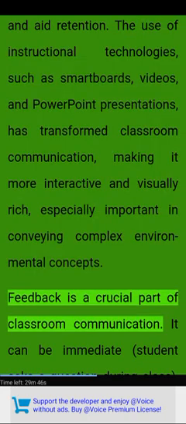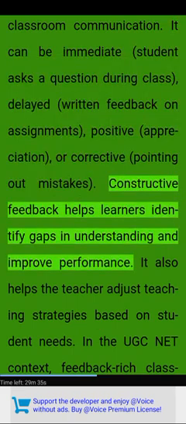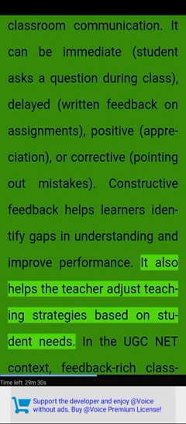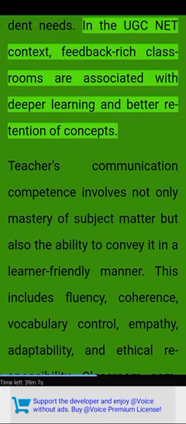Feedback is a crucial part of classroom communication. It can be immediate, such as a student asking a question during class, or delayed, such as written feedback on assignments; it can be positive appreciation or corrective, pointing out mistakes. Constructive feedback helps learners identify gaps in understanding and improve performance. It also helps the teacher adjust teaching strategies based on student needs. In the UGC NET context, feedback-rich classrooms are associated with deeper learning and better retention of concepts.